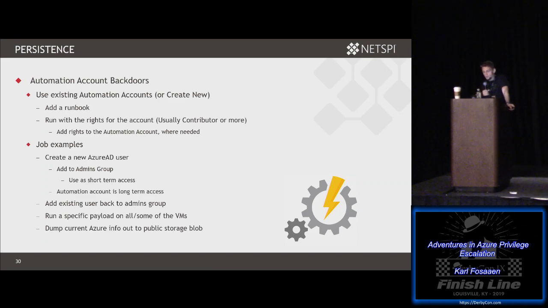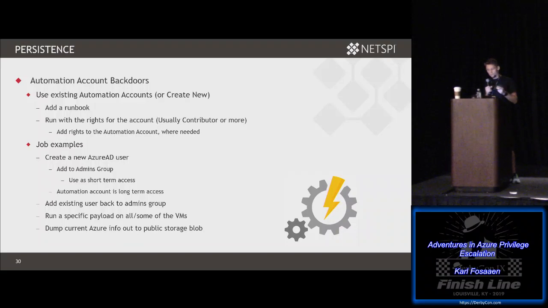Additionally, with automation accounts, if you've got contributor-level access, you've got local system on all the virtual machines, so you can create a runbook that runs your payload on all of the virtual machines. So if you want to keep C2 channels open through virtual machines, anything like that, you can set up a runbook to do all of that.